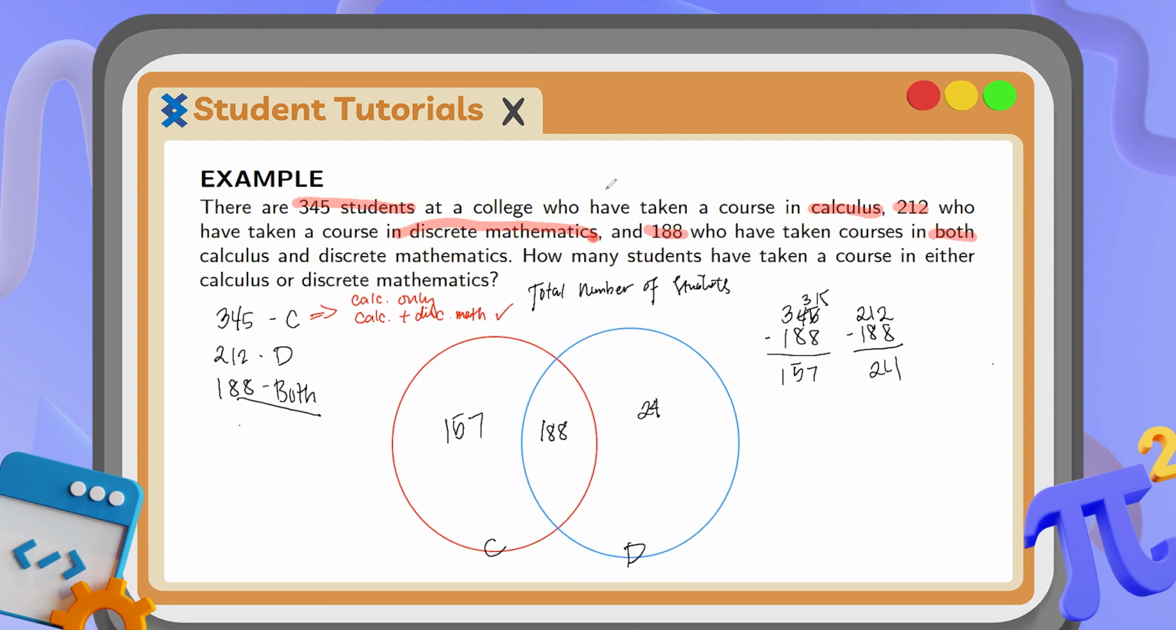However, we're still not done, because we're looking for the total number of students that took either calculus or discrete math. With that, you simply add them together. So 157 plus 188 plus 24 should result in 369 students all in all.